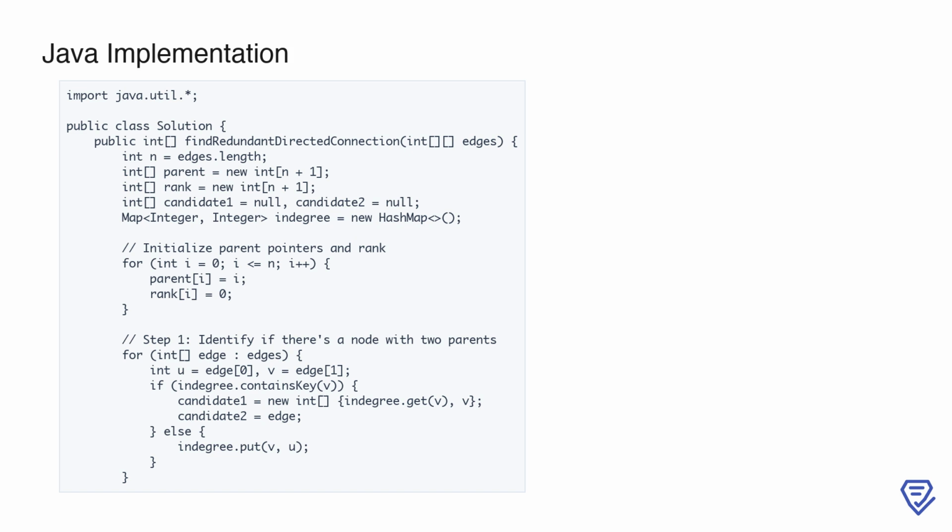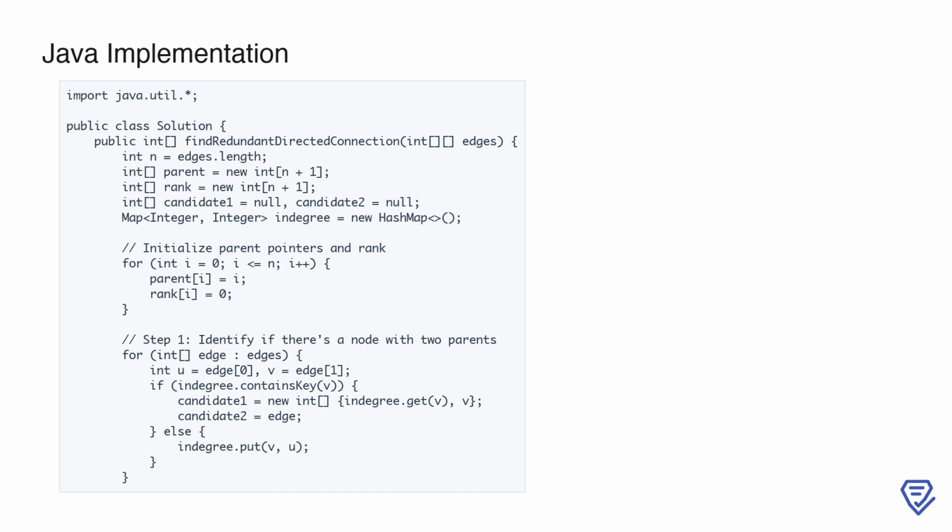To begin, we initialize some helper arrays and variables. Parent and rank arrays are used for union find operations, while candidate1 and candidate2 will store potential edges to remove if we detect a node with two parents. We also create a hash map called inDegree to track the incoming edges for each node.